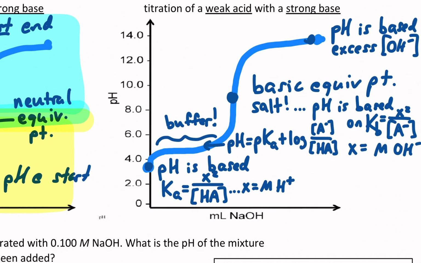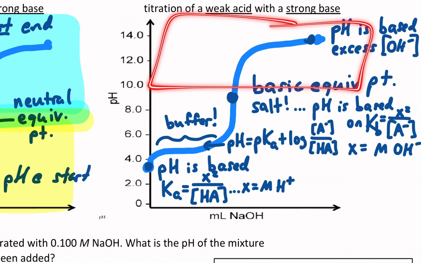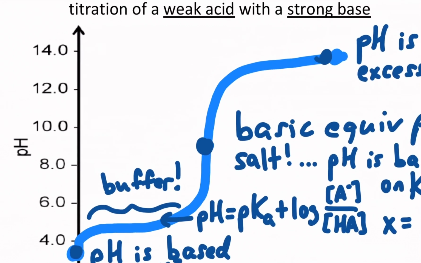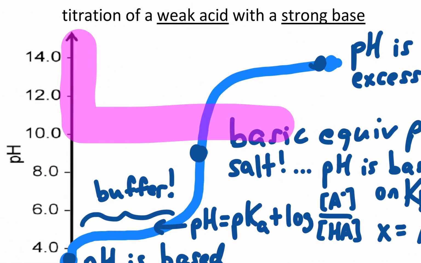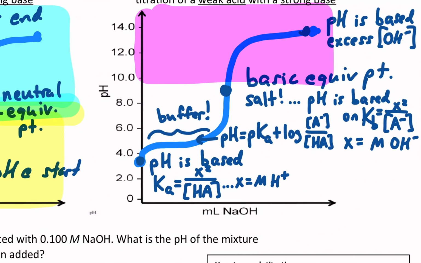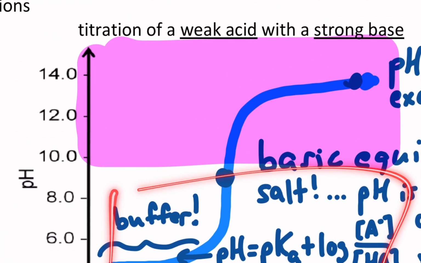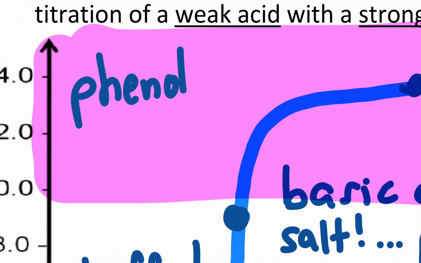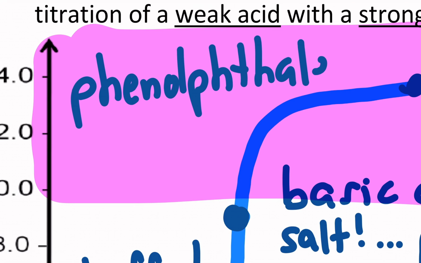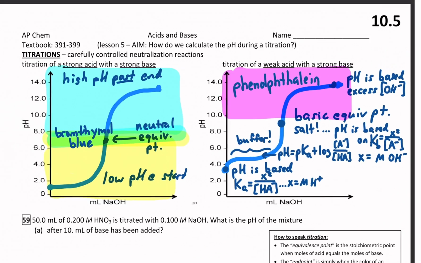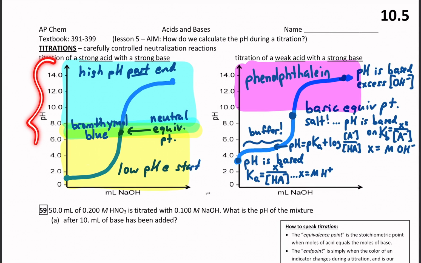Well, then we want an indicator that changes color in the basic range. And the most common one for that is called phenolphthalein. Phenolphthalein changes color from colorless to pink up in the basic range. It's actually not colored in a low pH, but once you hit a basic pH, phenolphthalein, spelled like phenol and then phthalein, goes to a nice pink color once you hit a fairly basic pH. So we choose appropriate indicators based on what kind of titration we have.